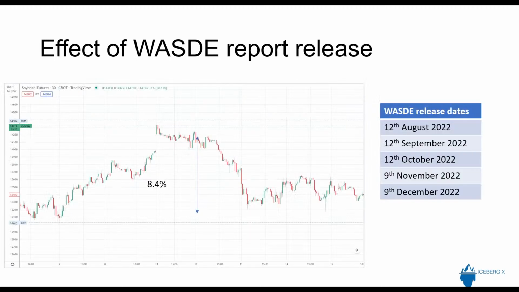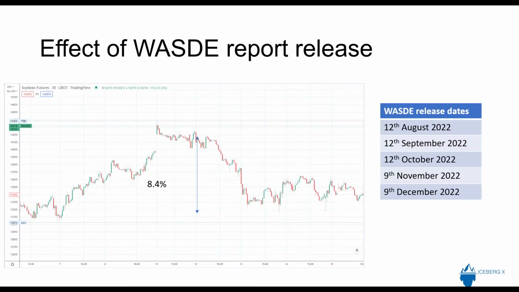So just to show you the effect of a report release, if you are someone that loves volatility in the market, report release days are usually watched closely because prices move quite volatile on those days. Take for example last month's USDA monthly report. You notice that the report came out more bearish than expected. You can clearly see that the prices adjusted at least 8% on the downside.